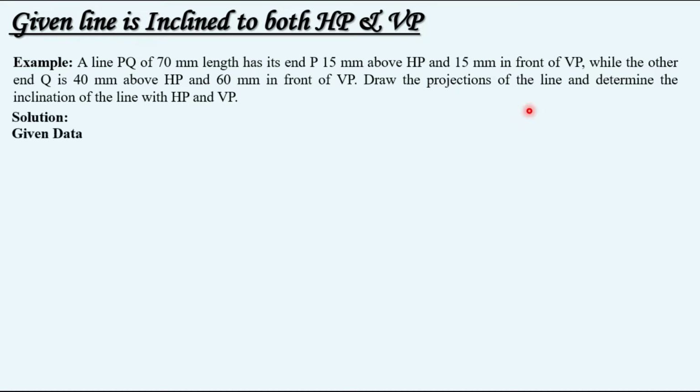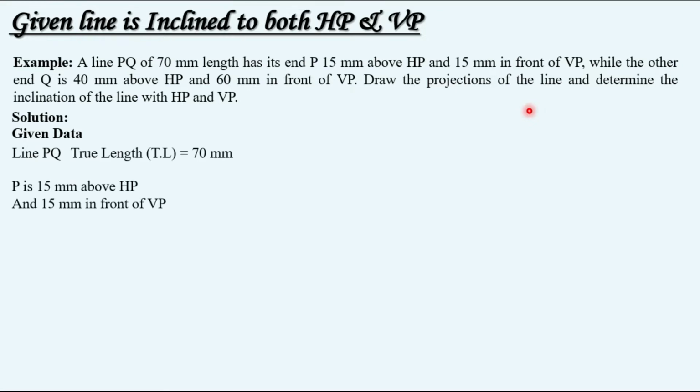Let's extract the given data first. Line is given as PQ, true length is 70 mm. Front view and top view positions of point P is given, that is 15 mm above HP and 15 mm in front of VP. Front view and top view positions of endpoint Q are also mentioned, that is 40 mm above HP and 60 mm in front of VP. What is required to be found? Inclination with HP, that is theta, and inclination with VP, that is phi.